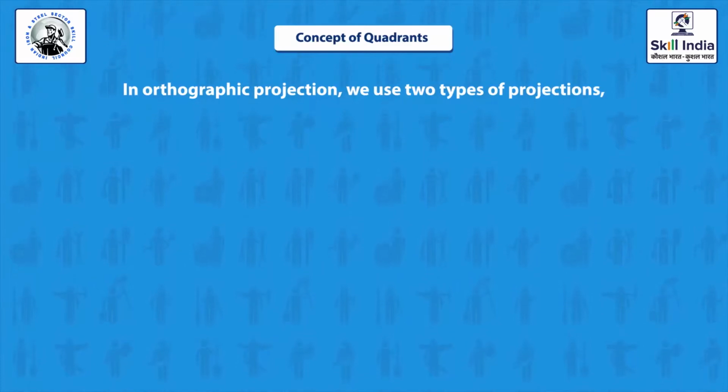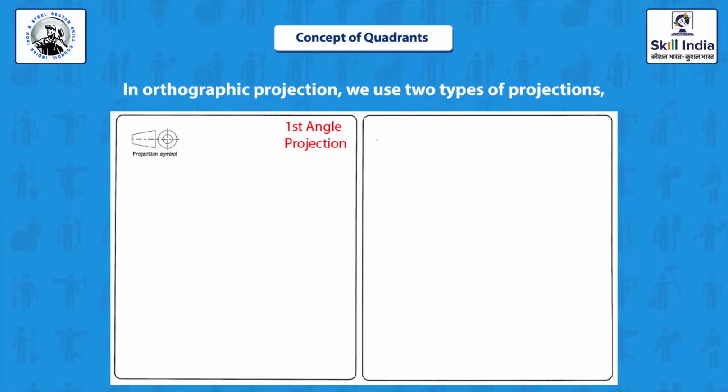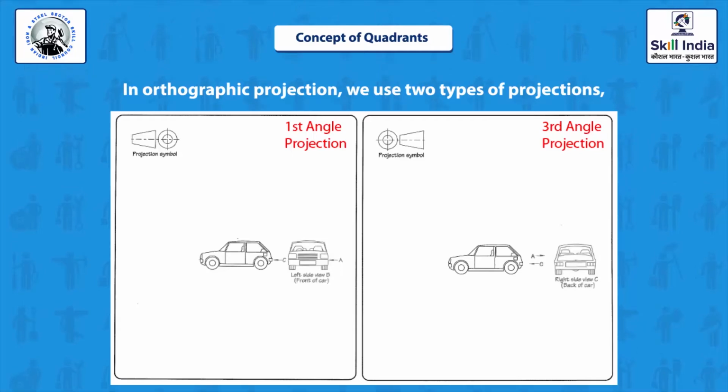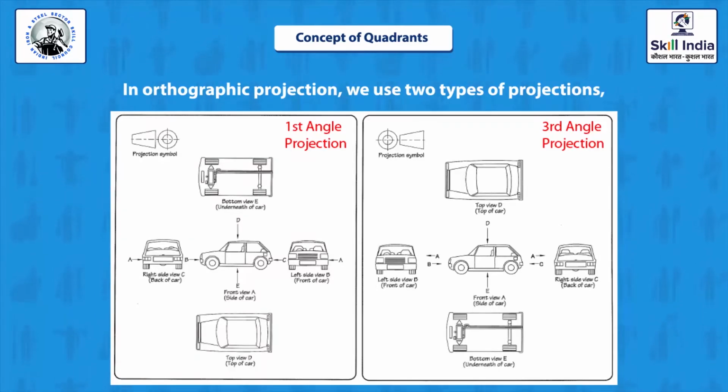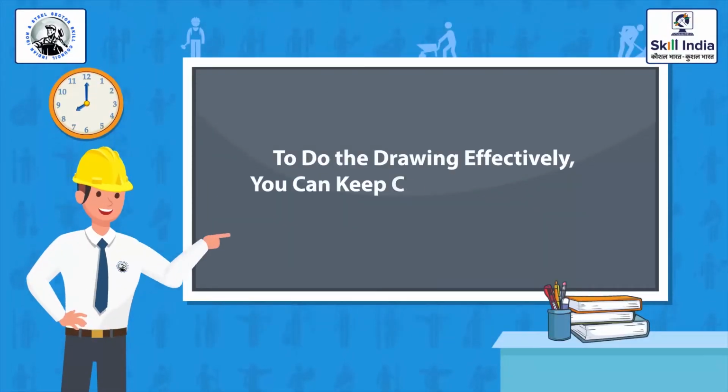In orthographic projection, we use 2 types of projections. The first angle projection, also known as the European projection, and the third angle projection or the American projection. They both look almost the same except for their relative positions on the drawing paper. To do the drawing effectively, you can keep certain tips in mind.